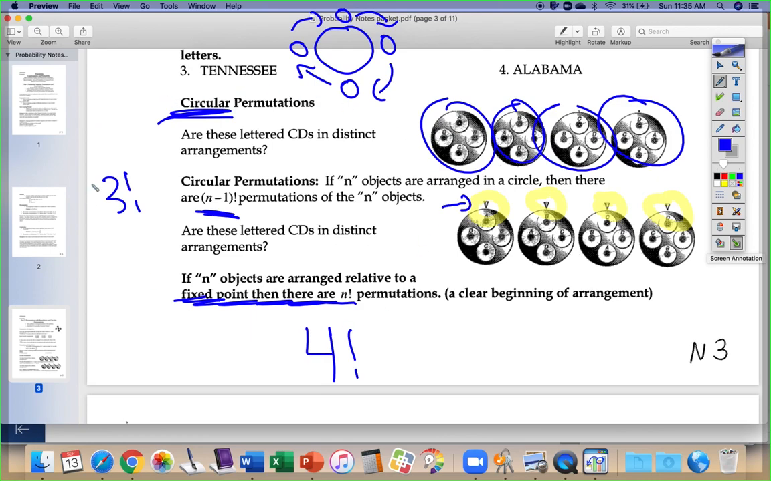I would not worry too much about circular permutations. What it's saying is if there is, very rarely, a circular situation with no fixed point of reference, you just subtract 1 and do the permutation. Just take 1 away and do 3 factorial instead of 4. You'll see this a couple times in homework, and then you probably won't see it again. But I wanted you to know as we do our classwork, there are these circular permutations.